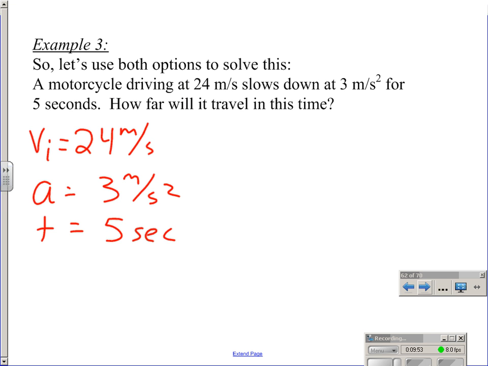If you didn't, check your signs. Is the motorcycle speeding up or slowing down? Slowing down, right? Which means that the velocity is going to decrease, so our acceleration is negative. So you might write that down. The acceleration is negative because the velocity is decreasing. If you don't know that, write it down. Okay, and we want to figure out how far it's going. So there's our given information.